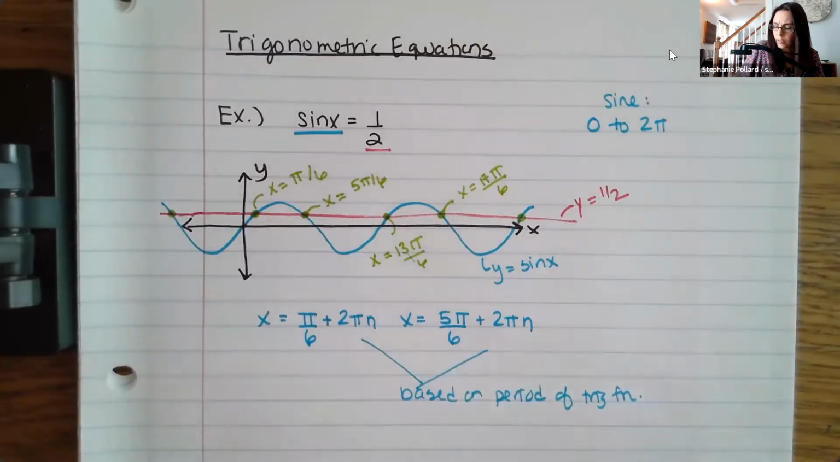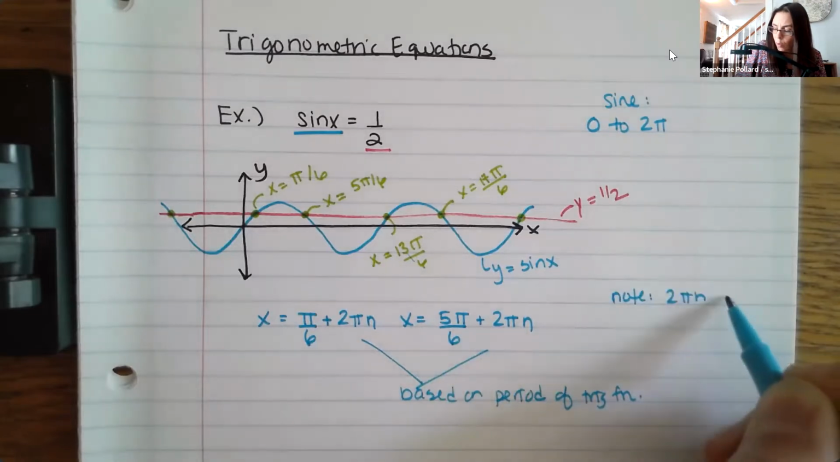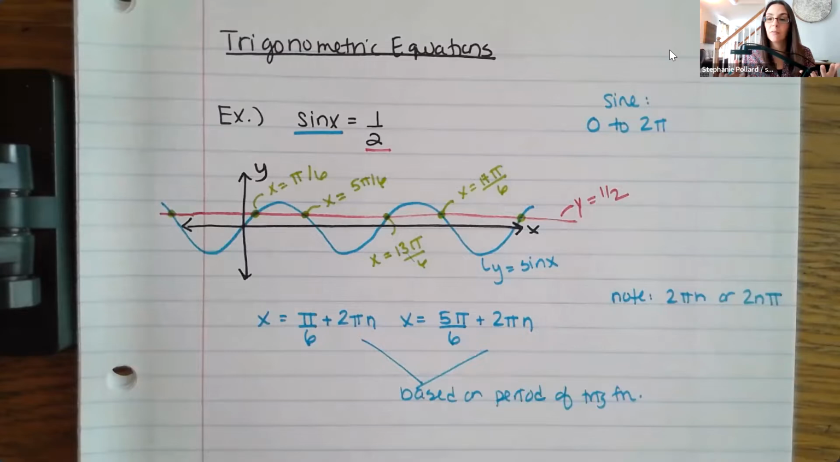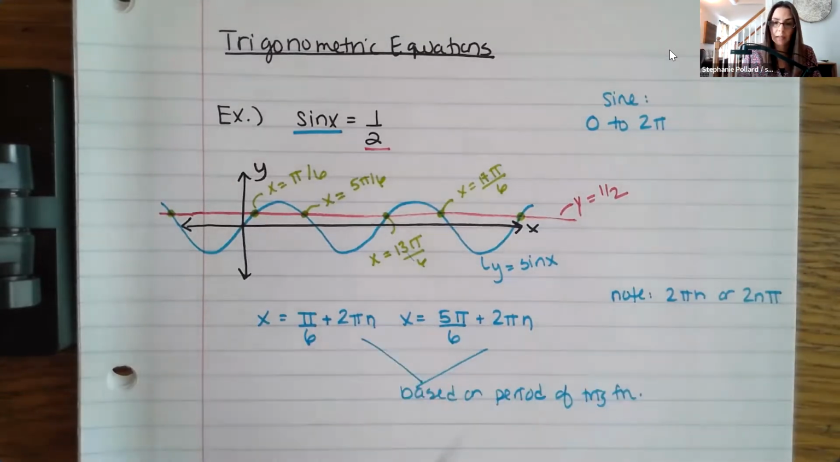One thing I will note as well is if you write it as 2 pi n or 2n pi, it's the same thing. So sometimes books will write it different ways, but they are the same thing. It doesn't matter how you write that piece. So let's actually get in and solve a full example here.